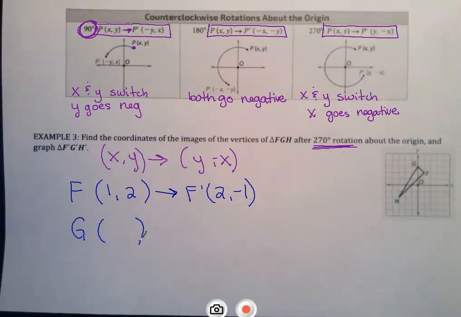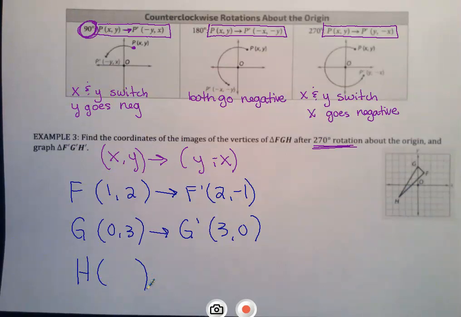All right, so what are the coordinates of G? 0, 3. You guys agree with that? No, whatever he says is wrong. Yes, that's right. Okay. So what are the coordinates of G prime? Would it be 3, 0? So 3, 0, right? Because we can't have a negative 0. Doesn't happen.